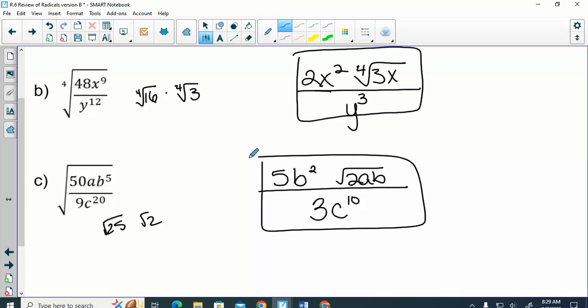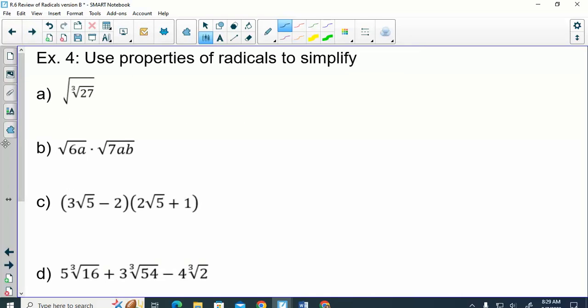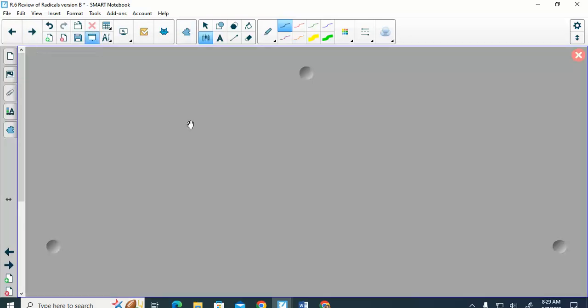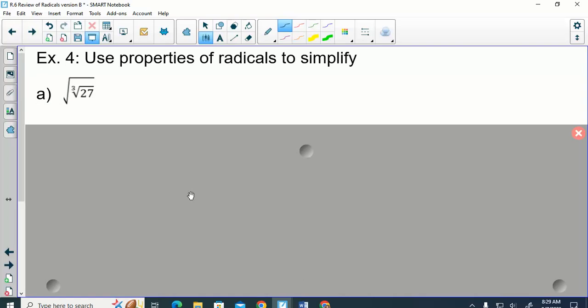How are we doing with those? Good? Let's keep looking at some radical problems. So we're doing pretty good with breaking down just basic radicals. So we want to extend this. What would I do here?